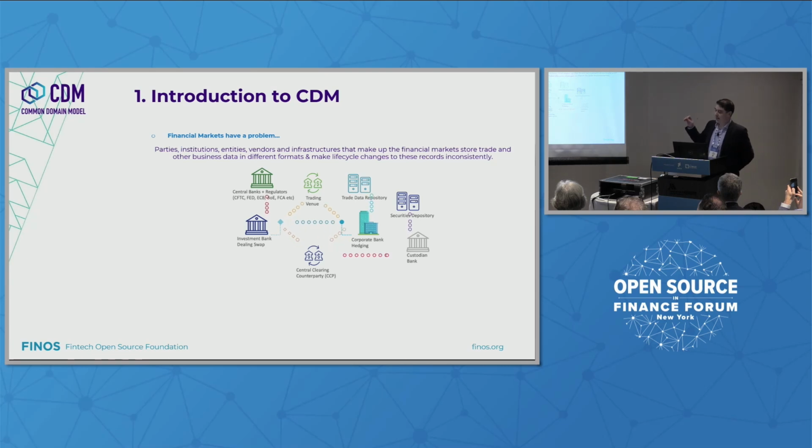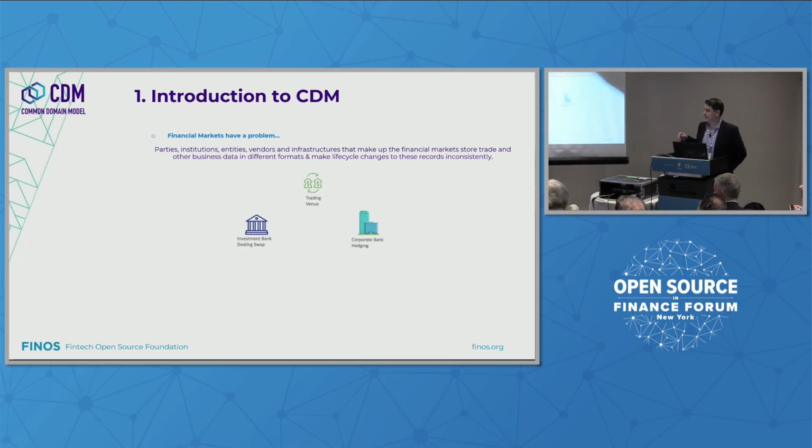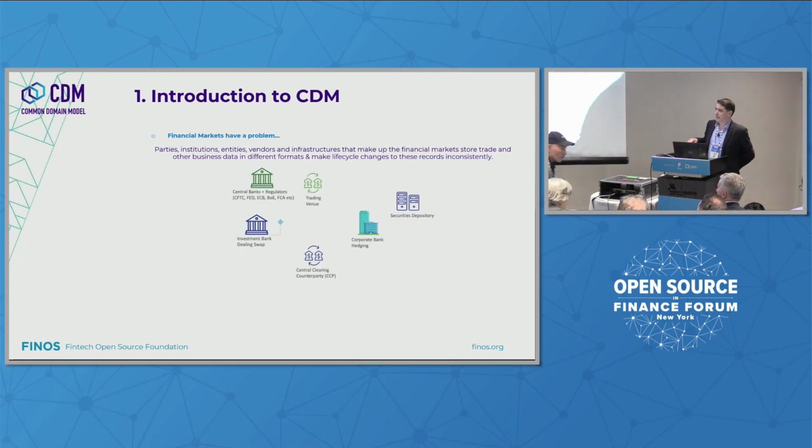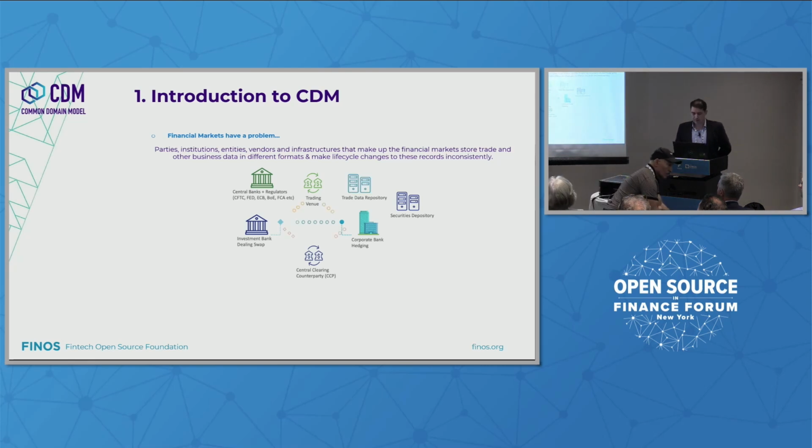Parties, institutions, entities, vendors, every entity in these financial markets shares data in different ways and also changes the data in different ways when they store it and persist it. CDM solves this problem. How does it solve it?